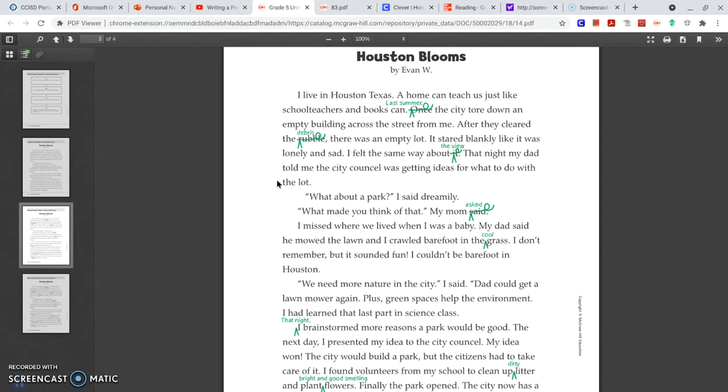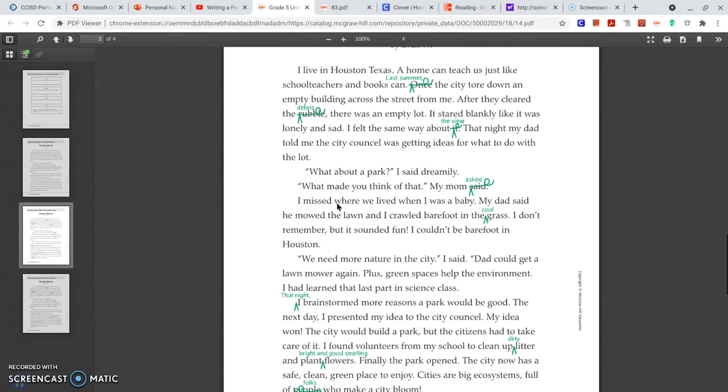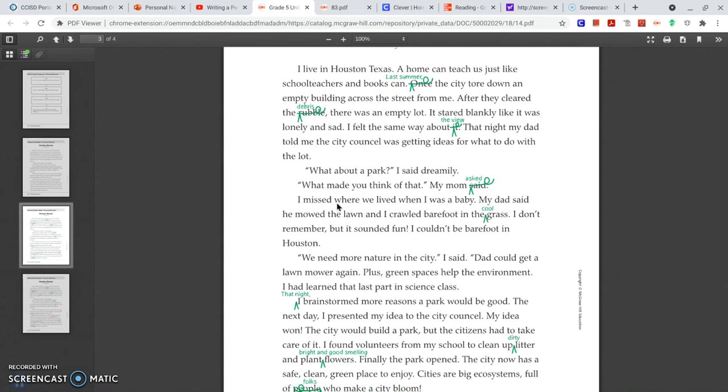That night, my dad told me the city council was getting ideas for what to do with the lot. What about a park? I said dreamily. What made you think of that? My mom said. Said is definitely an overused word, and there's so many different word choices that you can use instead of said. He changed that to asked. Again, better word choice.